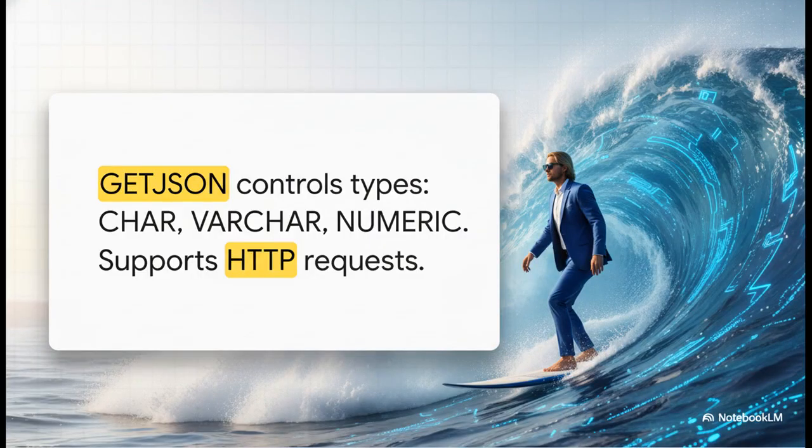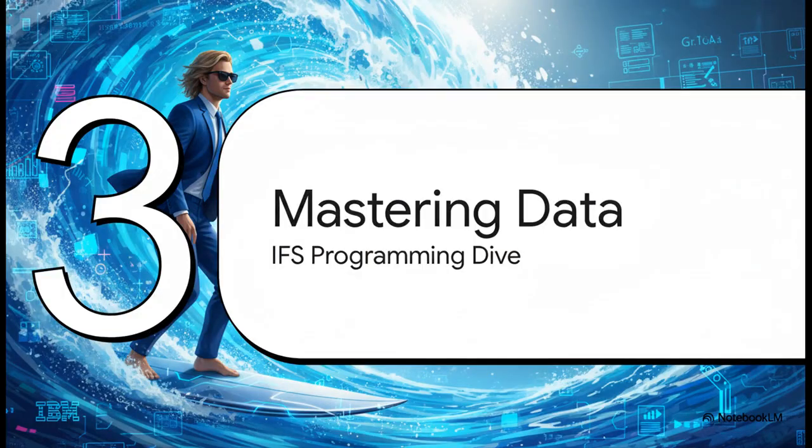And it doesn't stop there. JSON actually gives developers precise, granular control over data integration. You can explicitly define your data type straight from the command line. You can set alphanumeric values as character or variable character, and numeric values as zoned or packed decimal. Plus, if you're pulling data directly from a web service, you can easily define whether you're making an HTTP GET or POST request, and even pass along very specific header information. It's just seamless.